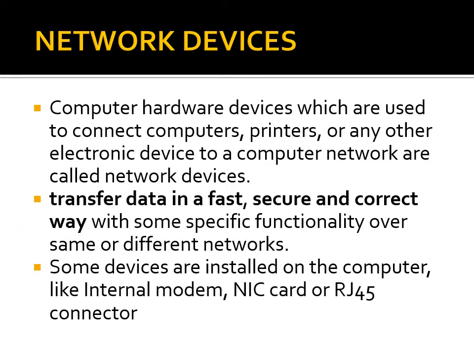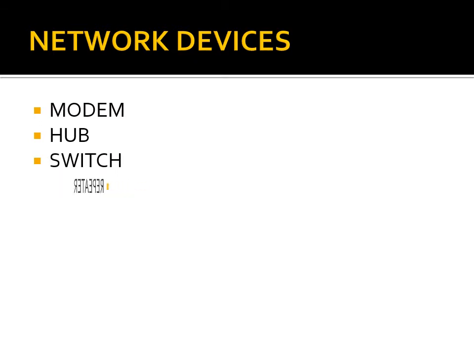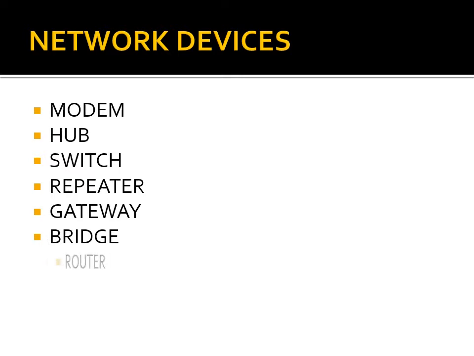A few devices are pre-installed in computers, like the internal modem, network interface card, and RJ45 connector. Everything is pre-installed on the board. And we are going to see some network devices. They are modem, hub, switch, repeater, gateway, bridge, router.